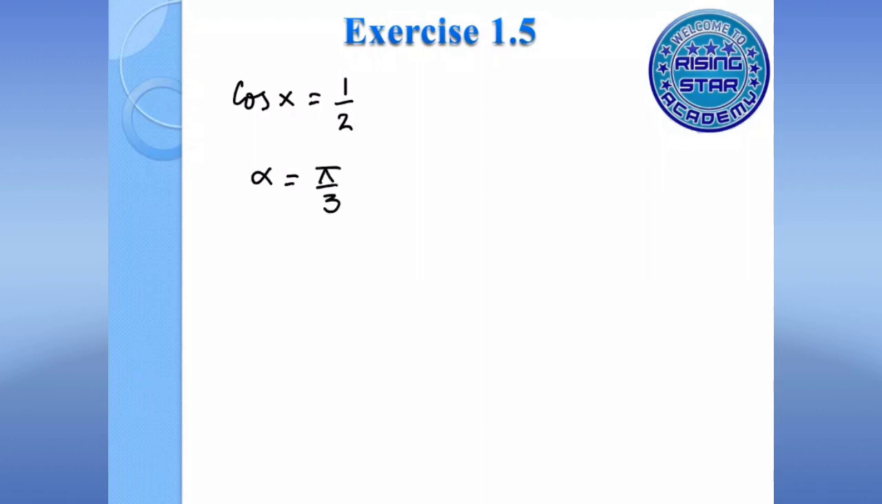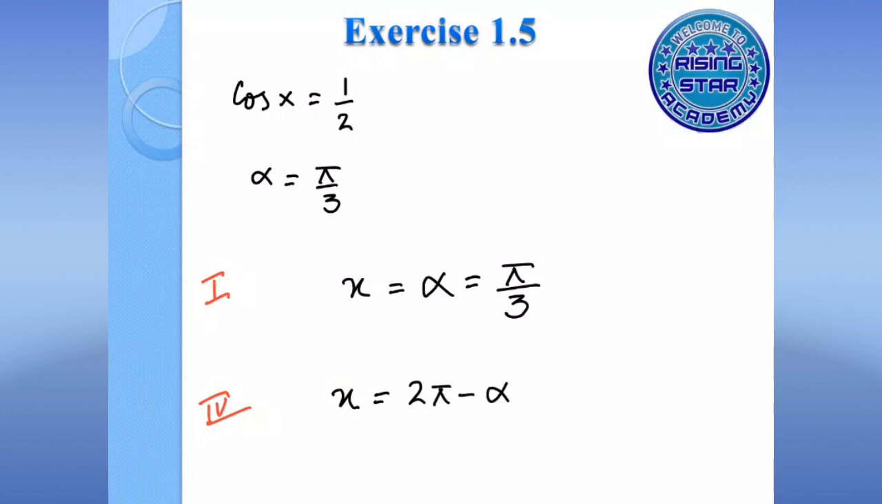I told you before the cos is positive in the quadrant number 1 and the quadrant number 4. So in the quadrant number 1 we will write x is equal to alpha, that would remain as it is, pi by 3, but for the fourth quadrant we have 2 pi minus alpha. It means 2 pi minus pi by 3, that would become 5 pi by 3. Now we will solve for the second function.